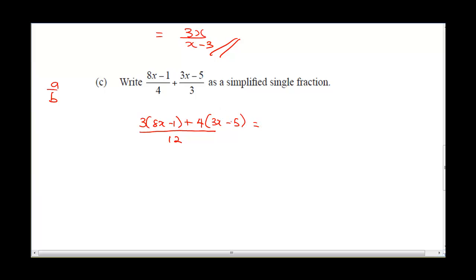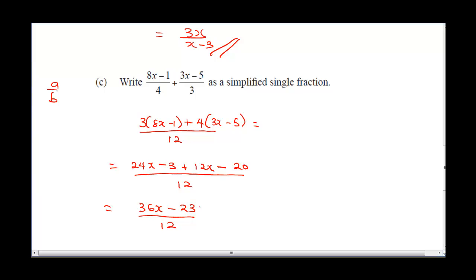Now expanding this is going to give us, okay, so 3 times 8x, we have 24x. Now 3 times minus 1, we're going to get minus 3, plus we have 4 times 3x, we're going to get 12x, plus 4 times minus 5, we're going to get minus 20, all divided by 12. Now when you sum this up, 24x plus 12x is going to give us 36x, minus 3 minus 20 is going to give us minus 23, all divided by 12.